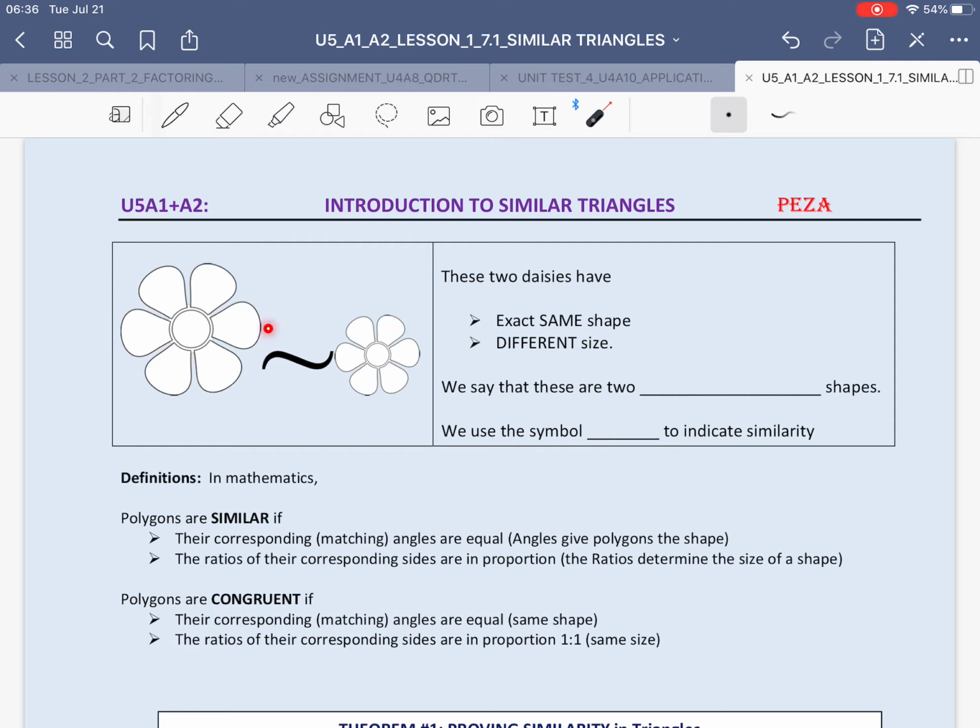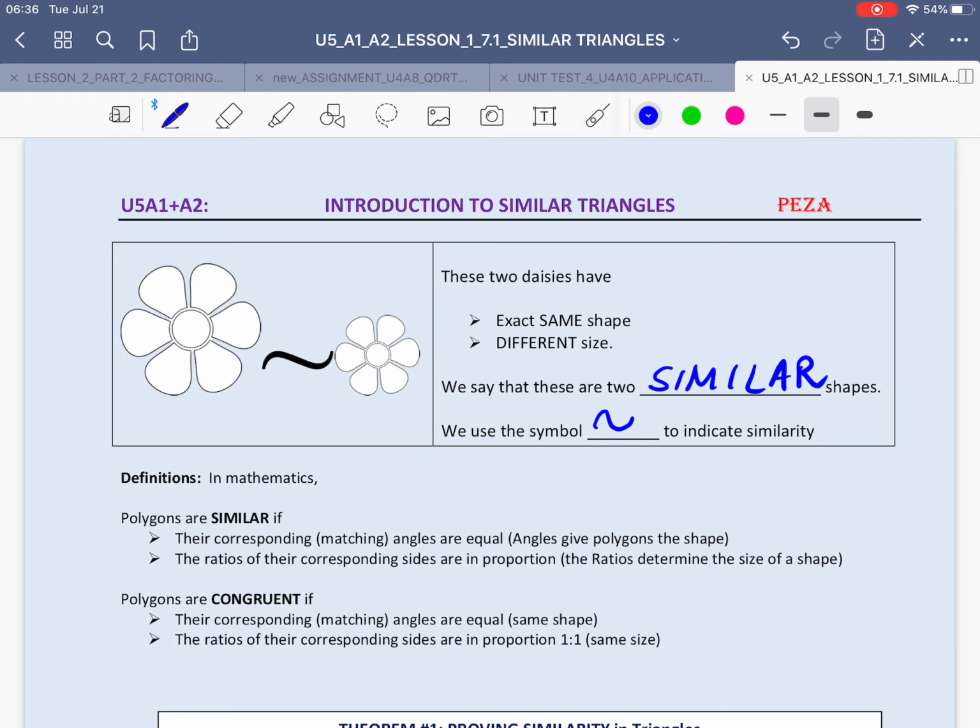These two beautiful discs have the exact same shape, the same number of petals, but they're different in sizes. We say that these are two similar shapes. We use this symbol to indicate similarity.